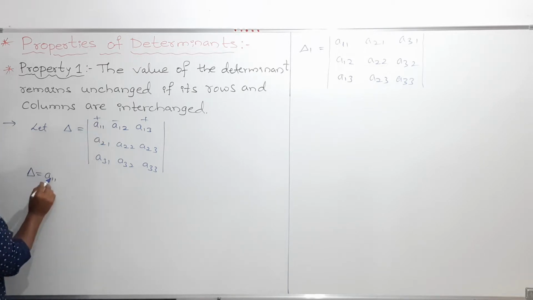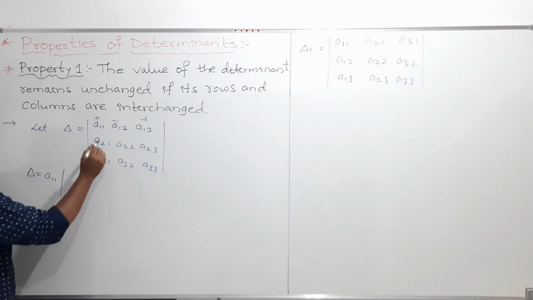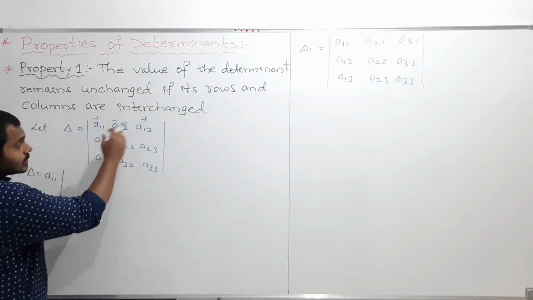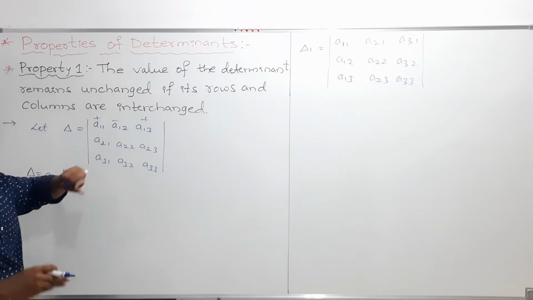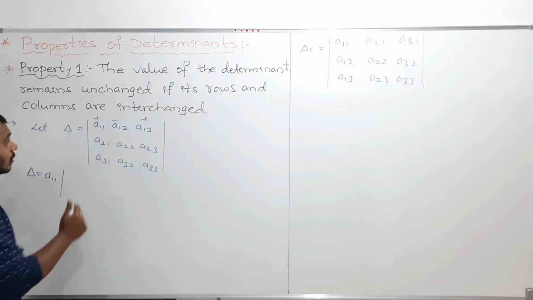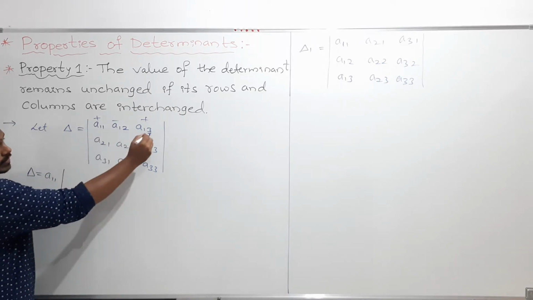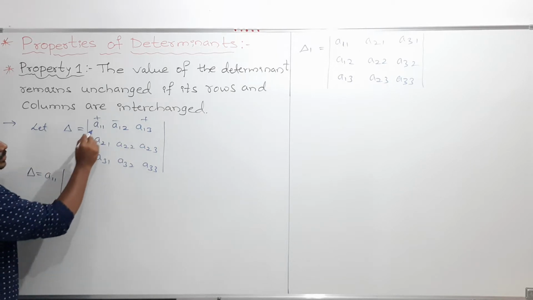This is plus of a11, determinant of what we are simplifying. What we are doing? We are converting the 3 cross 3 matrix in terms of 2 cross 2. That is how. So we can solve by row 1.